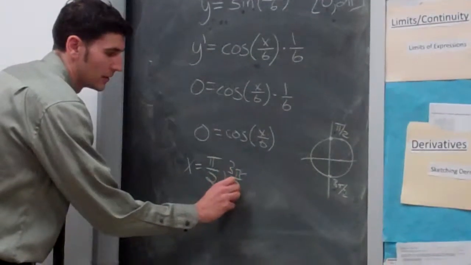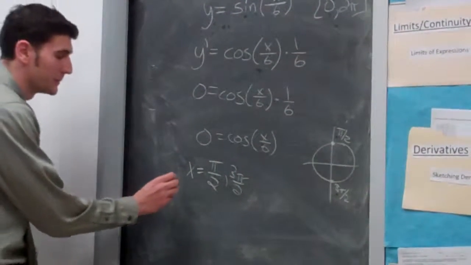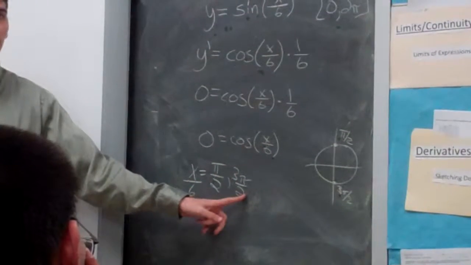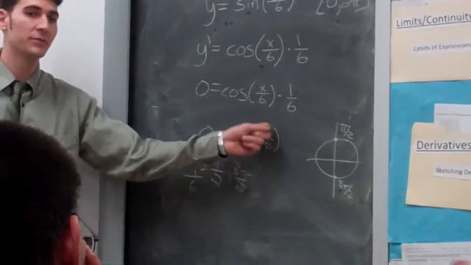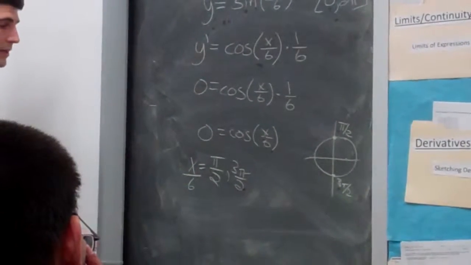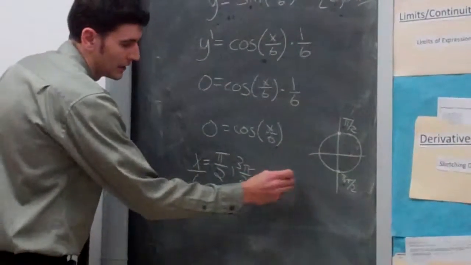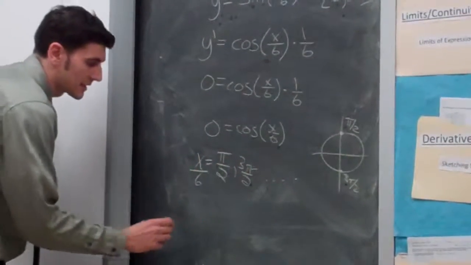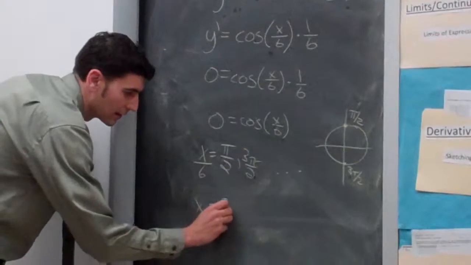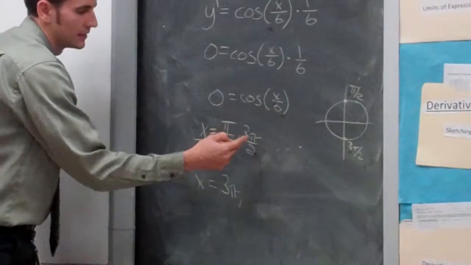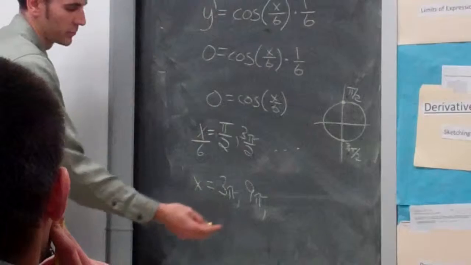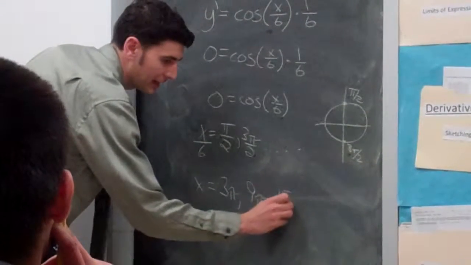Actually, that's not quite right. x divided by 6 is equal to pi over 2 or 3 pi over 2, because I need this angle to be pi over 2 or 3 pi over 2. So I need to solve this equation by multiplying this side by 6. That gives 3 pi, and then 9 pi, and the next one, 6 more than that, would be 15 pi.